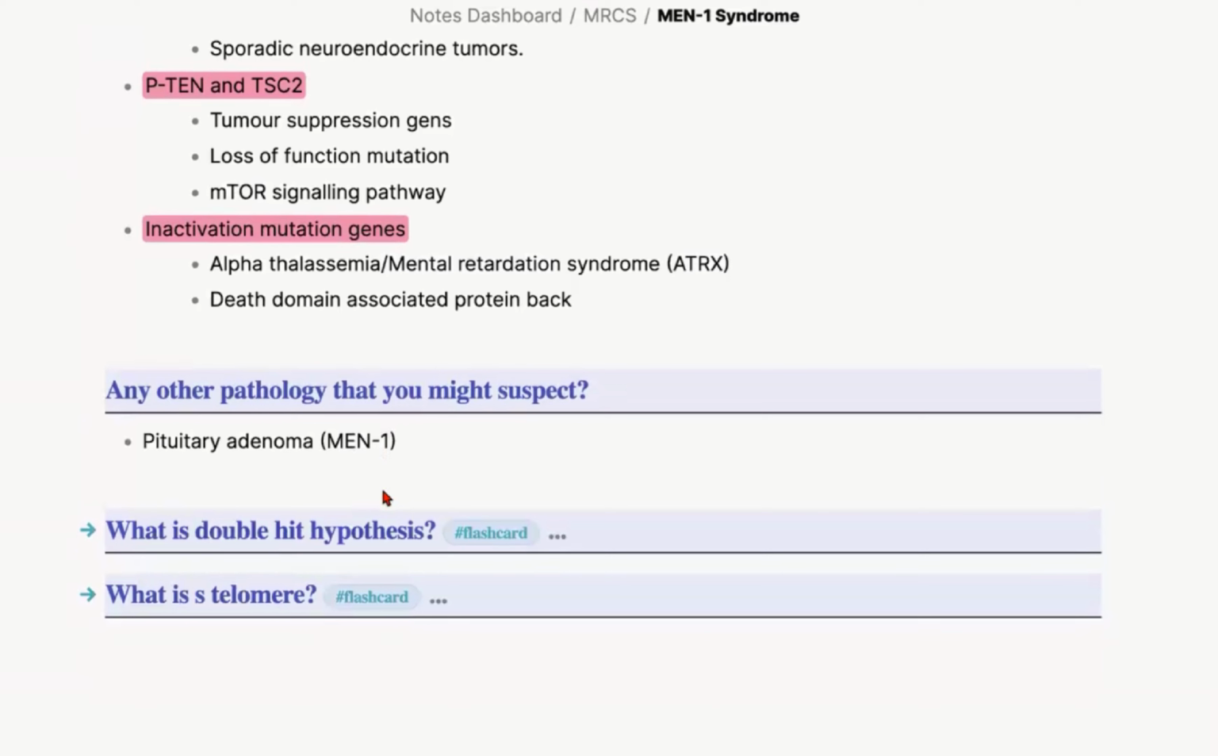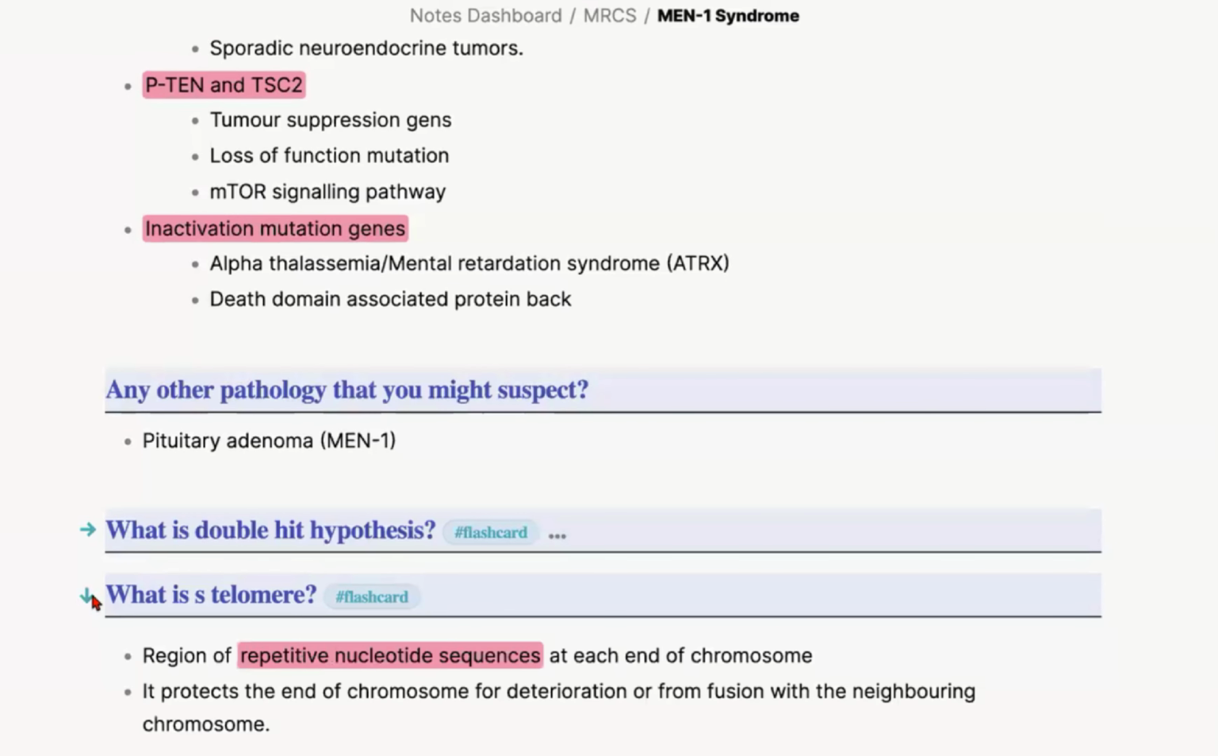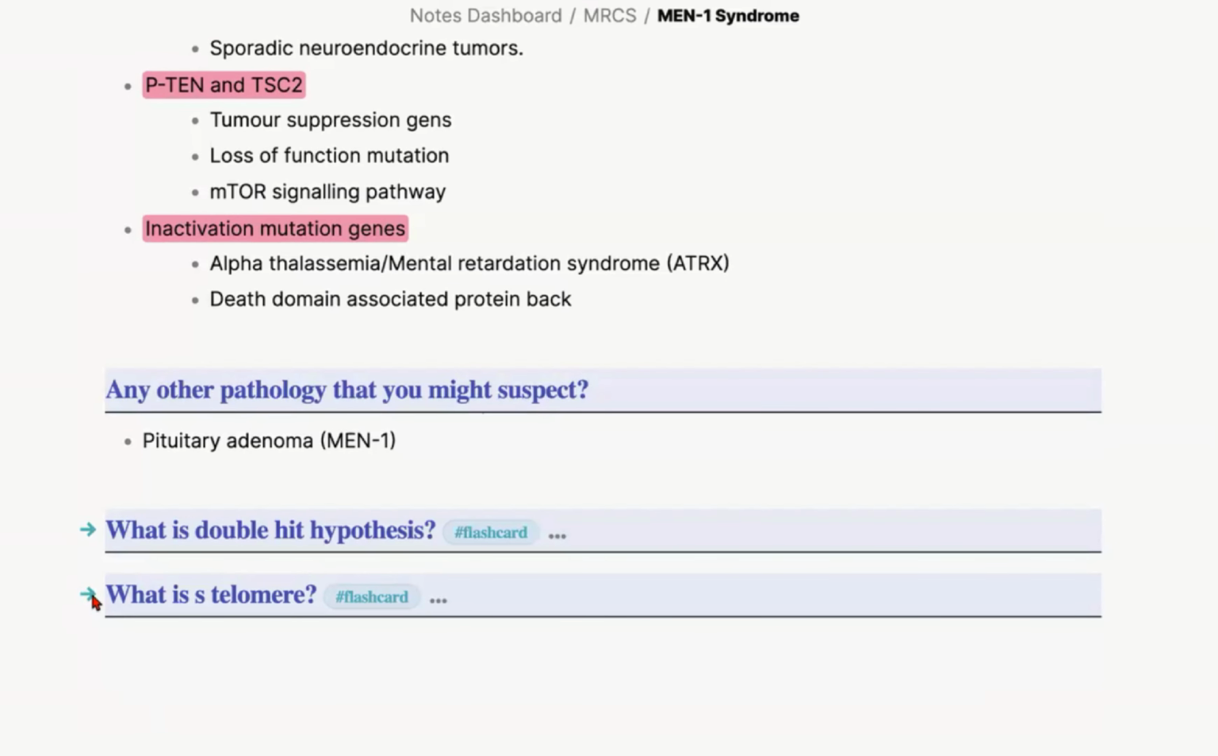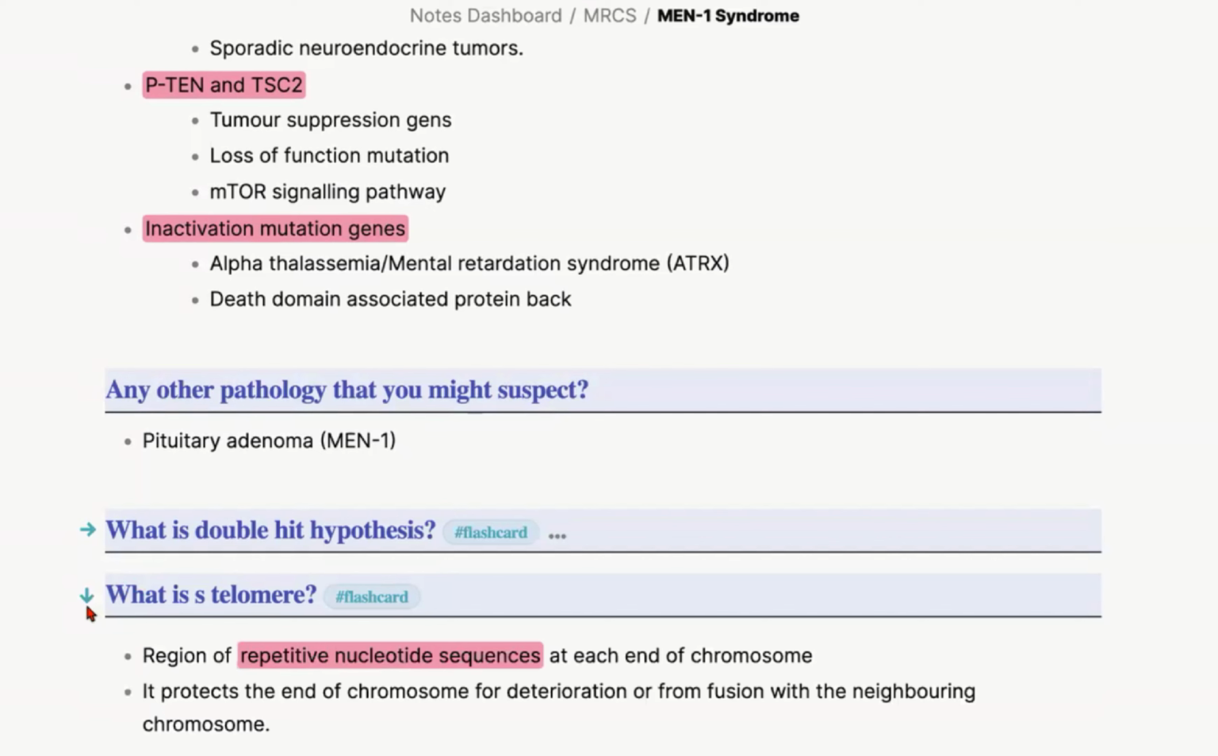All right. What is a double hit hypothesis? So double hit hypothesis is for tumor suppressor genes. Basically, it acts in a recessive manner, which means that both alleles should be basically affected to progress towards cancer. Right. What is a telomere? So telomere is a repetitive sequence which is located at the end of each chromosome. Basically, it protects the chromosome from fusion.